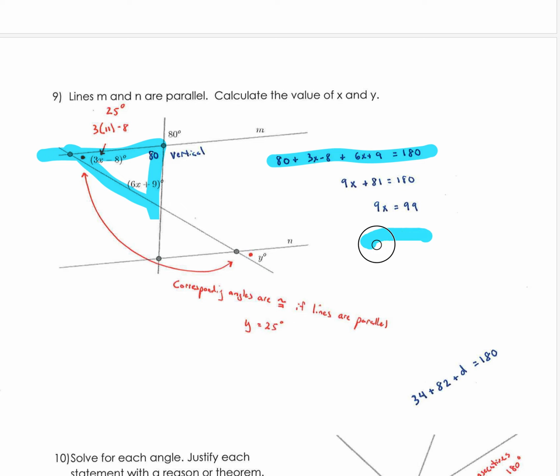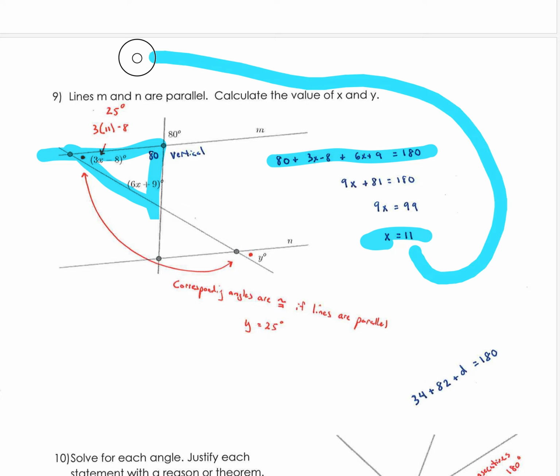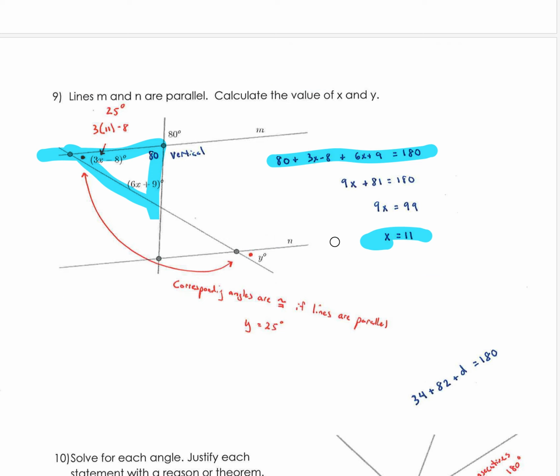Once you get x equals 11, you can say, all right, just take that value and put it in for x. 3 times 11 minus 8 is 25. Once this is 25, you're like, well, that guy way down here also has to be 25. This and this, right, they're corresponding angles. They're on the bottom right of that transversal. And since lines are parallel, corresponding angles are congruent. So if that's 25 degrees, that other one's 25 degrees.